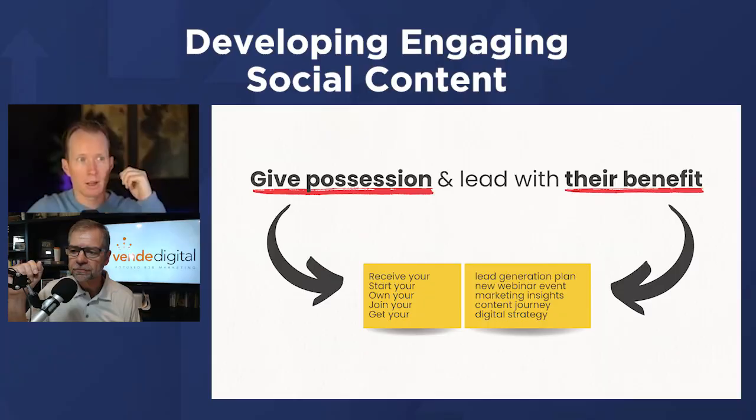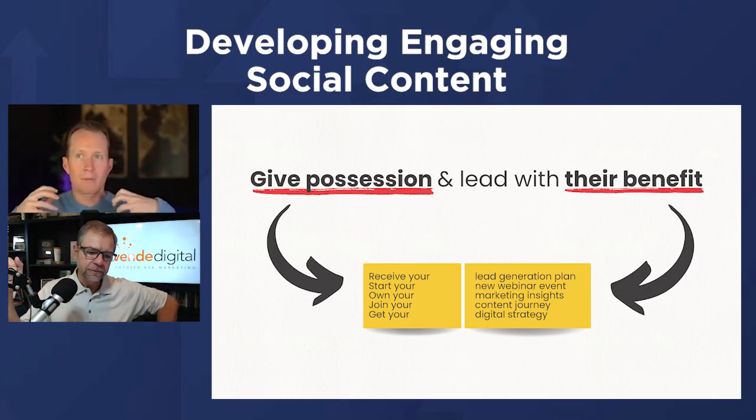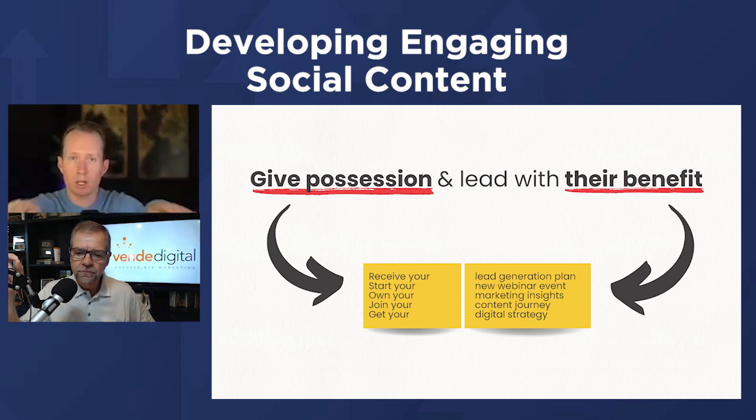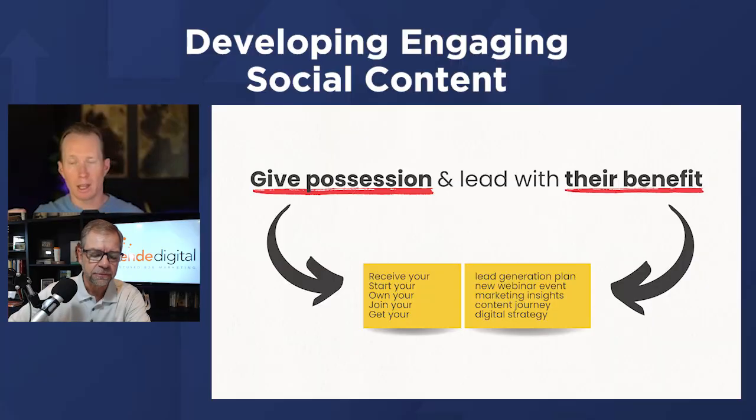endowment effect, which basically says or teaches that people who have been given possession of something, your and you, this is why I said these words are so powerful, have a greater attachment to it. So give them possession and attach it to a benefit when you're ending your post. Receive your, start your, own your, join your, get your, and then have that benefit. Lead generation plan, new webinar event, marketing insights, content journey, digital strategy. Empower them to own something, and that will help be more influential, right?